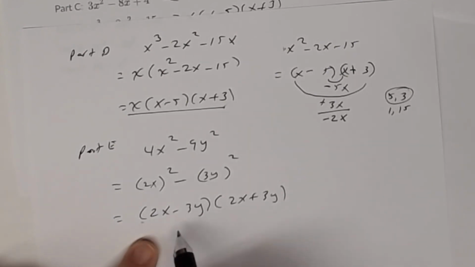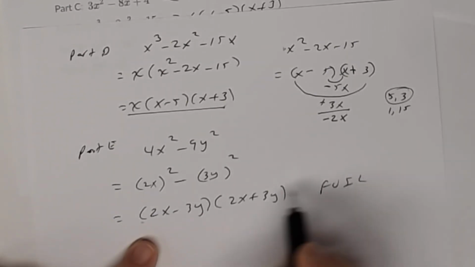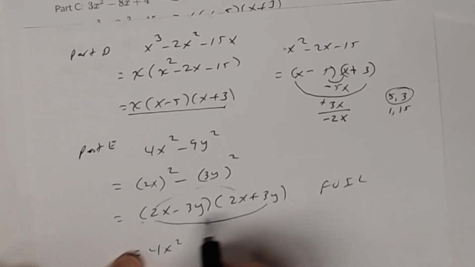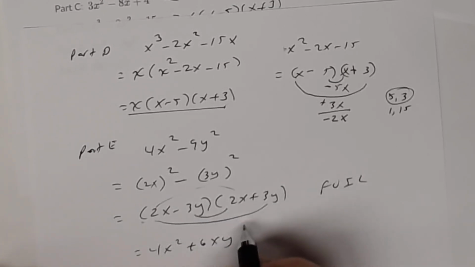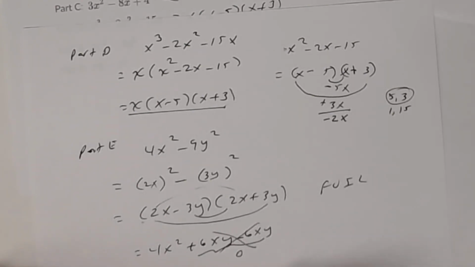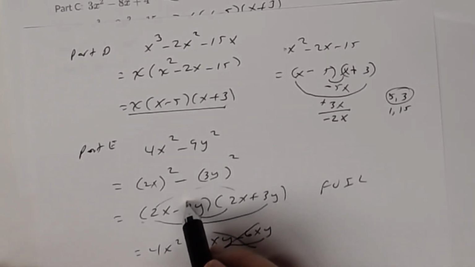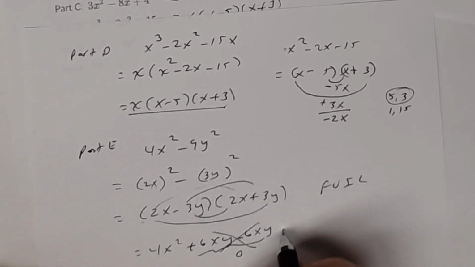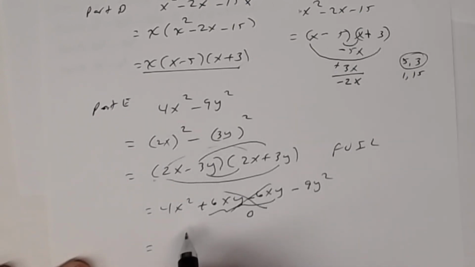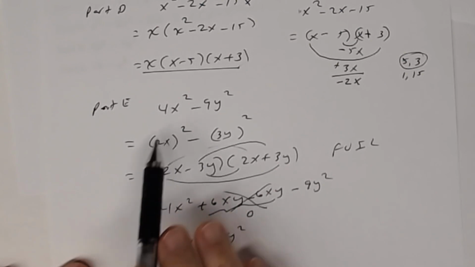So if you FOIL, 2x times 2x is 4x squared. The outer, 2x times a positive 3y, is a positive 6xy. The inner, a negative 3y times 2x, is a negative 6xy. And notice those are opposites, so that's going to add up to be 0. And then the last, a negative 3y times a positive 3y is a negative 9y squared. And when I simplify this, I get 4x squared minus 9y squared, which is what I wanted to factor.